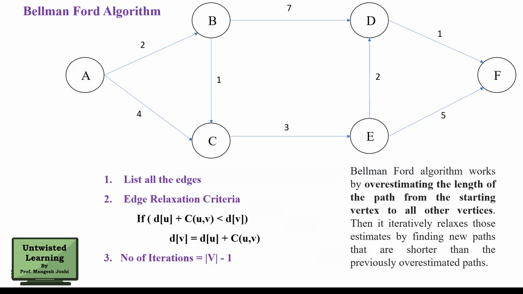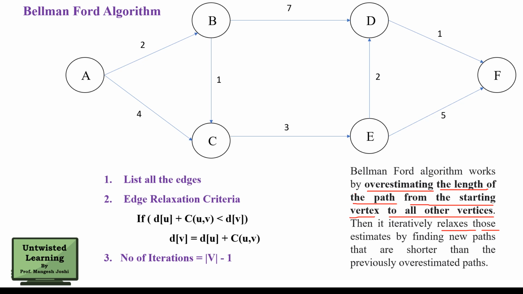Let us move on to the second algorithm, that is Bellman-Ford algorithm. Once again, we will take the same problem. The Bellman-Ford algorithm works by overestimating the length of the path from the starting vertex to all other vertices. Then it iteratively relaxes those estimates by finding new paths that are shorter than the previously overestimated paths.